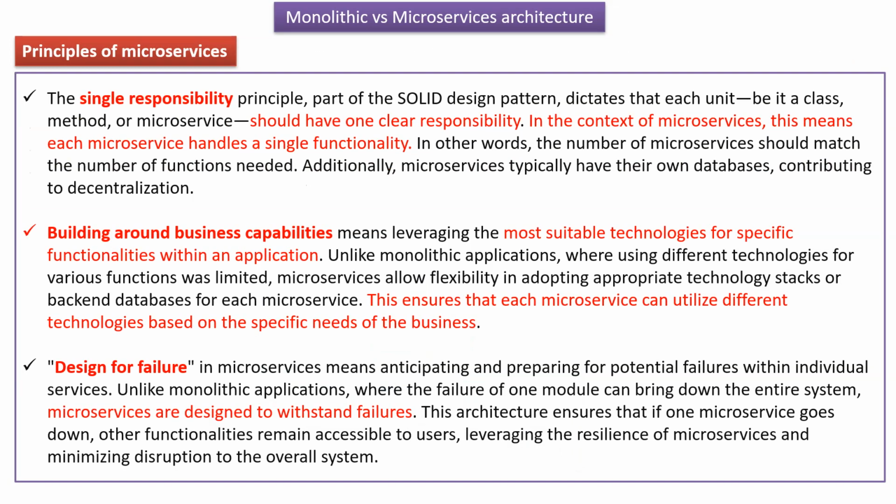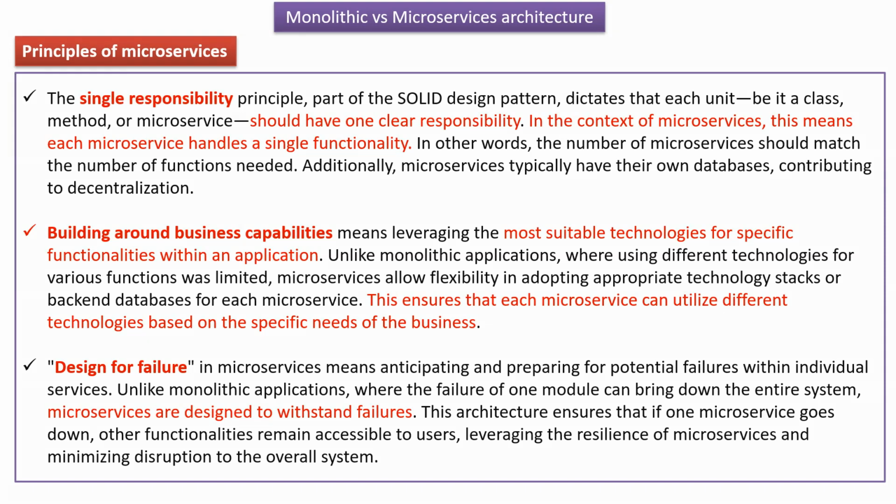Now we will see principles of microservices. The first one is single responsibility principle, which is part of the SOLID design pattern, which dictates that each unit, be it a class or method or microservice, should have one clear responsibility. In the context of microservices, this means each microservice handles a single responsibility. In other words, the number of microservices should match the number of functions needed. Additionally, microservices typically have their own databases, contributing to decentralization.